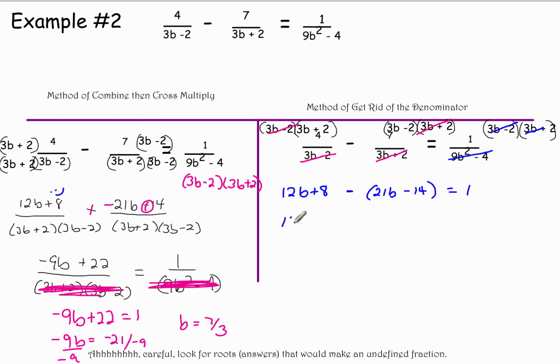So let's see, 12b plus 8 minus 21b, negative times negative makes that plus 14b equals 1. 12b minus 21b is negative 9b. 8 plus 14, hey, shocking, isn't it? I get the same answer.